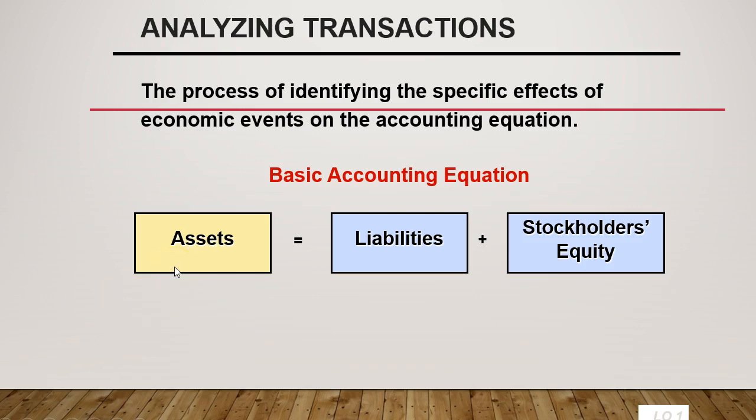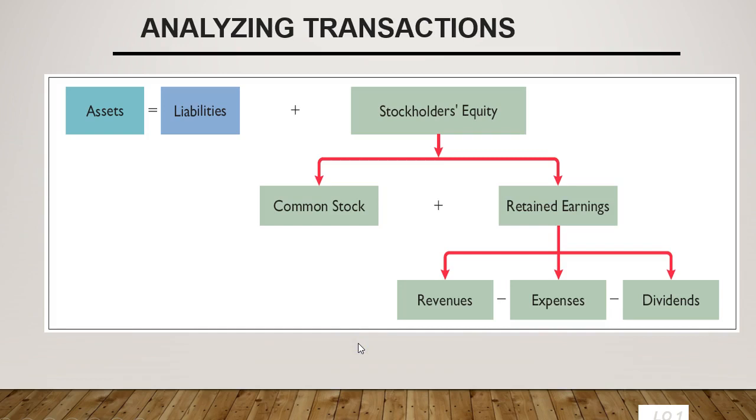So if we have an increase in assets, there will also be an increase either in liabilities or in stockholders' equity because there has to be a reason why the assets increase. Do we have more assets because we borrowed money? Or do we have more assets because we issued shares of stock? Or was it earned by providing a service or selling a product? So you would never ever have an increase in assets alone without it impacting either the liability section or the stockholders' equity section of the accounting equation.